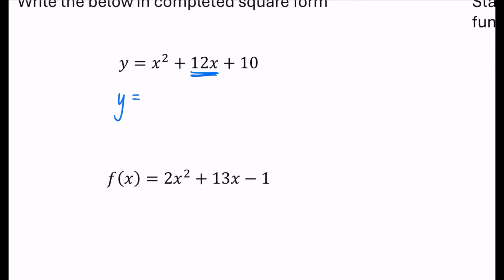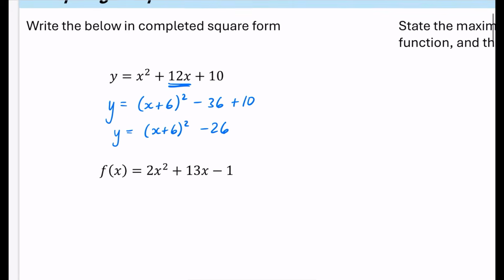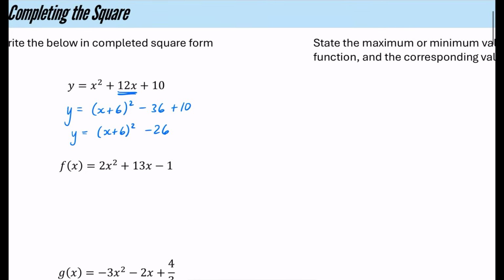Now we know how to do this. We take this part and we half the size of it. So it's going to be an x plus 6 squared. We then subtract this thing squared. So I'm going to subtract 36. And we've still got that plus 10 that is there as well. So in completed square form, we have that y is equal to x plus 6 squared, and minus 36 plus 10 is minus 26.